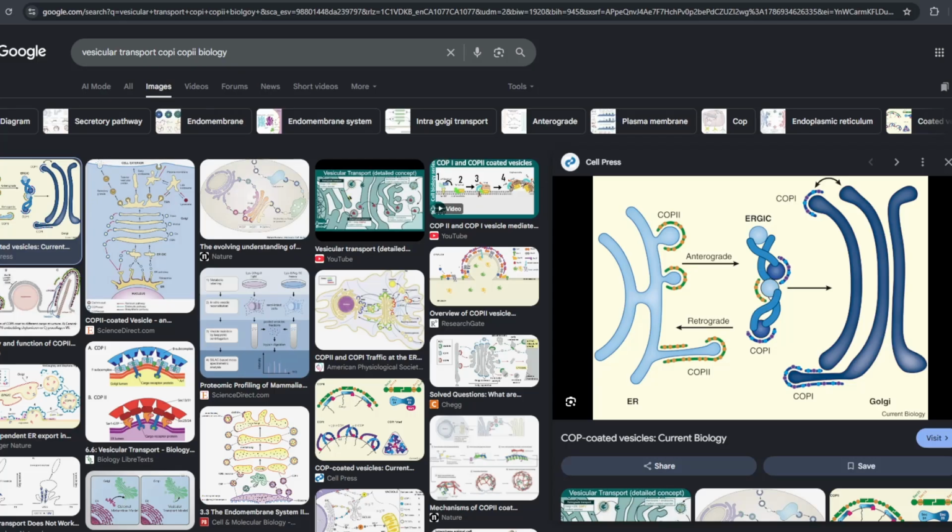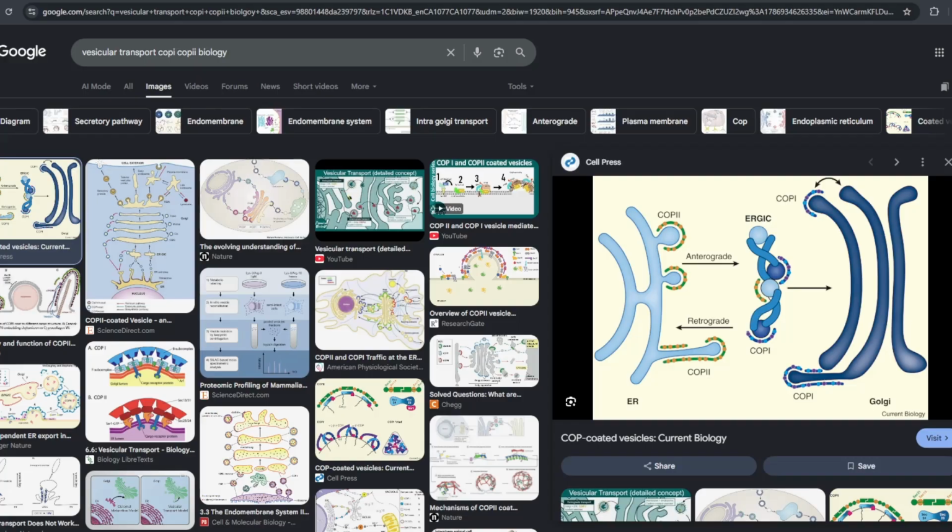So this should mean anterograde, like that. So things are moving this way, right? These would be the vesicles that are moving this way, and they're moving from this rough endoplasmic reticulum, rough ER, to the Golgi.